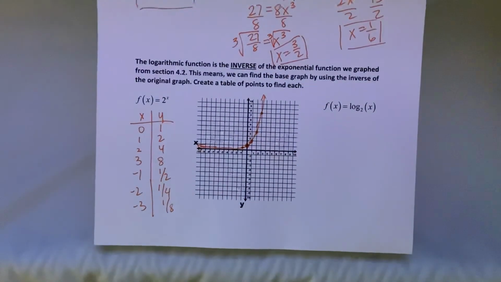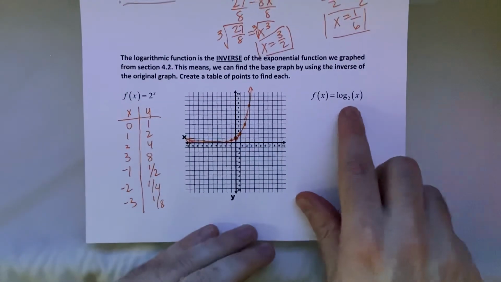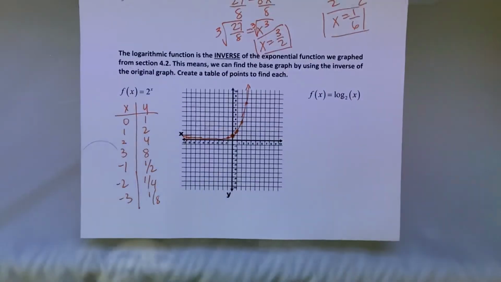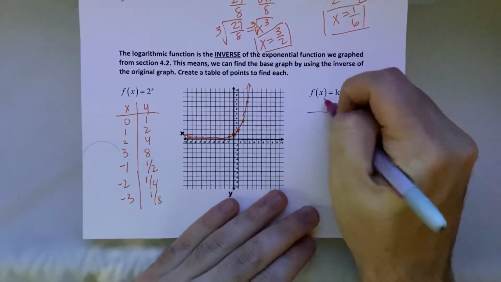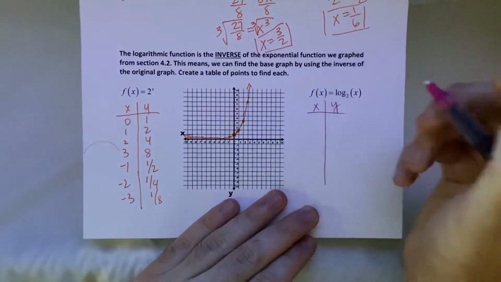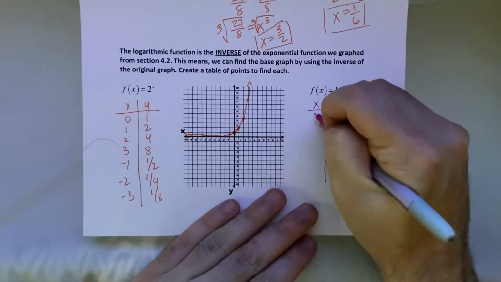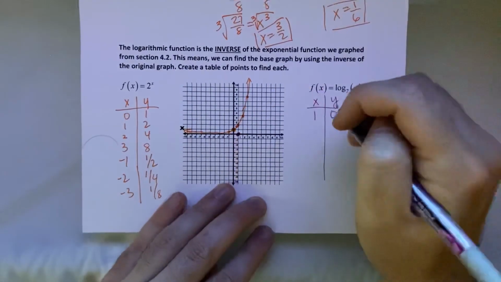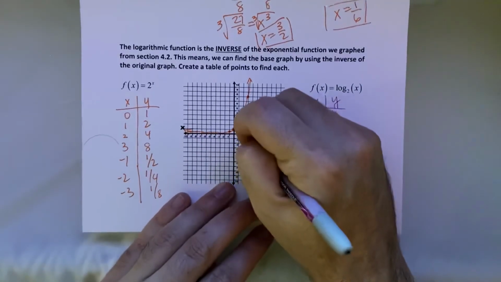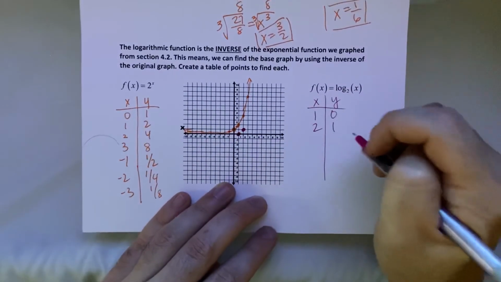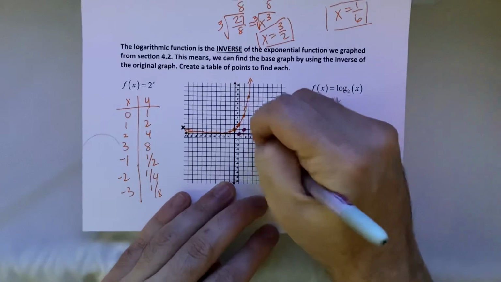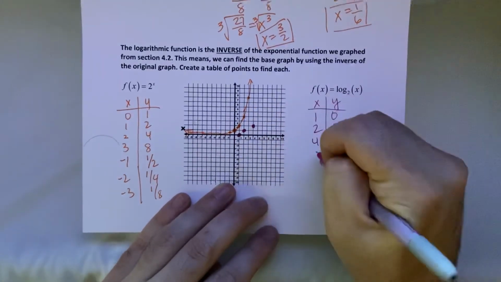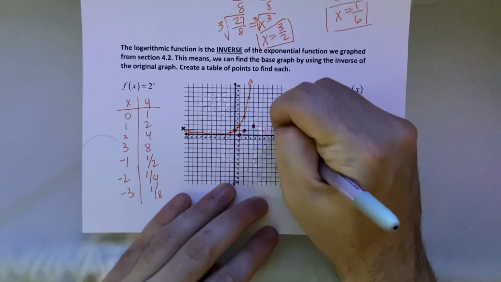So if an inverse switches the x and y values, we may not know what logarithm looks like, but if log base 2 of x is the inverse of 2 to the x, all I have to do is switch the x and y values that I see over there and see what happens. Instead of 0, 1, I have 1, 0. Plot that. Instead of 1, 2, I have 2, 1. Instead of 2, 4, 4, 2. Instead of 3, 8, 8, 3. That gives us this side.